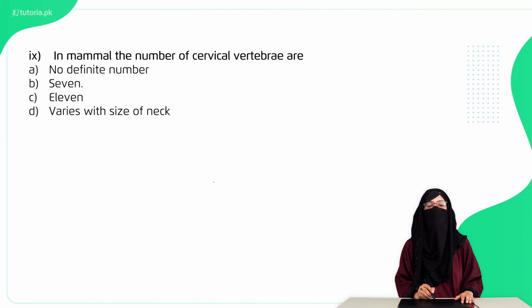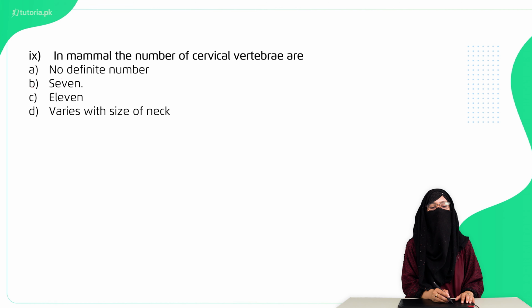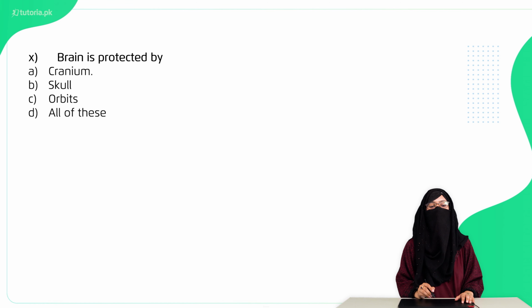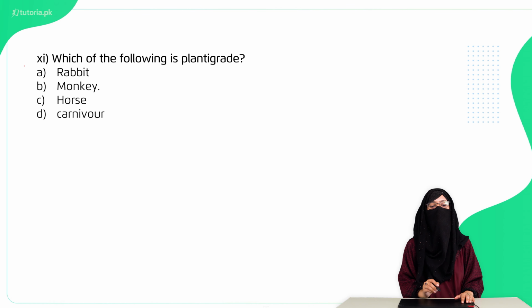Question 9 है, in mammals the number of cervical vertebrae are option A no definite number, option B 7, option C 11, option D varies with the size of the neck. The right option is option B 7. 10th है, the brain is protected by option A cranium, option B skull, option C orbits, option D all of these. The right option is option A cranium.